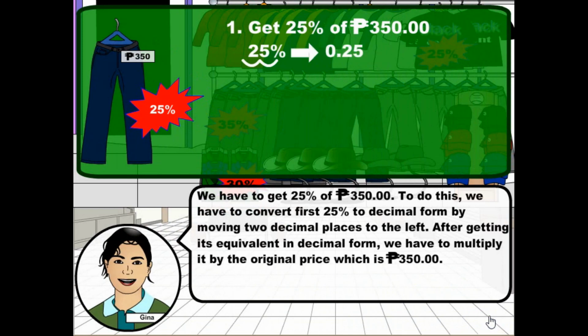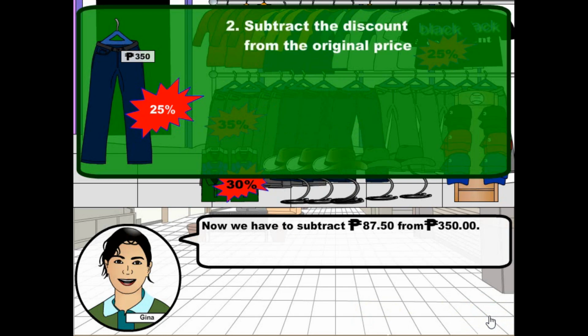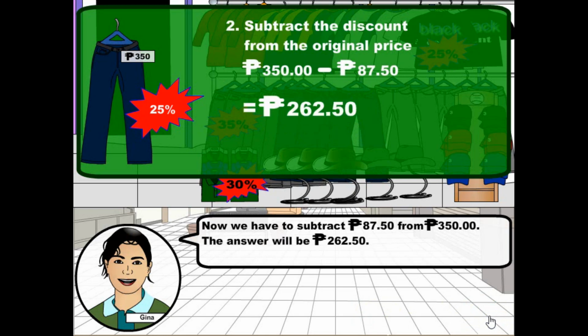After getting its equivalent in decimal form, we have to multiply it by the original price, which is 350 pesos. The product will be 87 pesos and 50 centavos. This is the discount, but it is not yet the discounted price. Now, we have to subtract 87 pesos and 50 centavos from 350 pesos. The answer will be 262 pesos and 50 centavos. This is the discounted price.